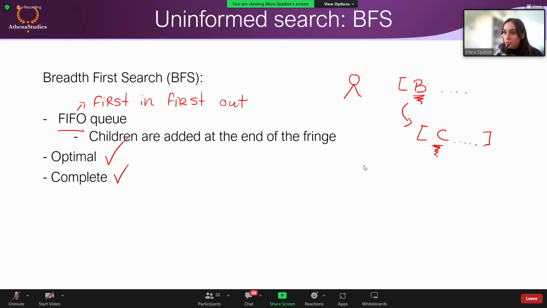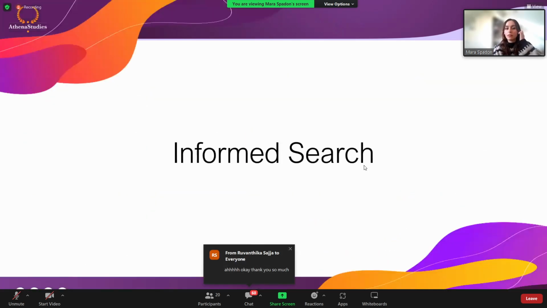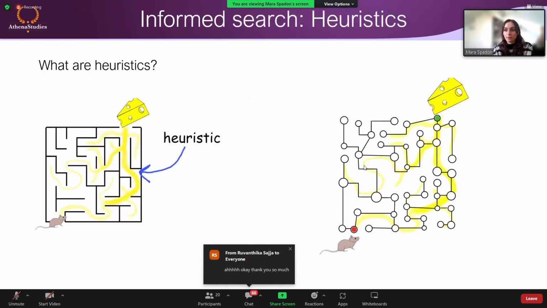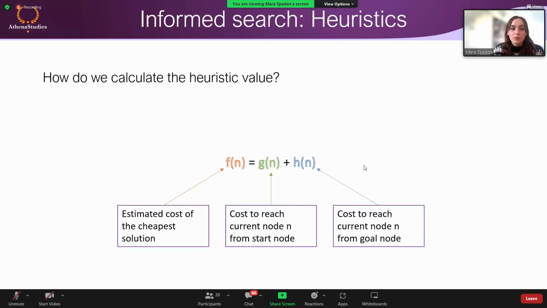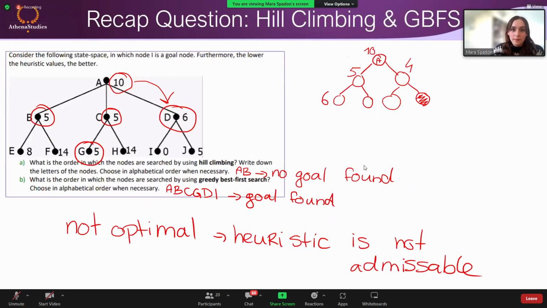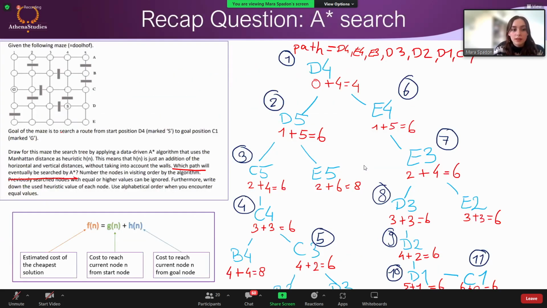How does A star search work again? Okay, so we have the informed search, which makes use of heuristics. And heuristics, remember, we have something like the smell of the cheese. The main difference between A and A star is the fact that A star uses an admissible heuristic, which means that it never overestimates the cost to reach a goal. In our case here, we use the Manhattan distance as a heuristic, which can never overestimate the cost to reach a goal.